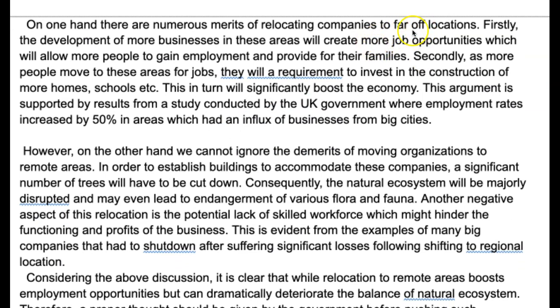To the countryside, away from the city, to suburban areas, whatever. Firstly, the development of more businesses in these areas would most likely, hedging again, create more job opportunities, which would then allow more people to gain employment and provide for their families.